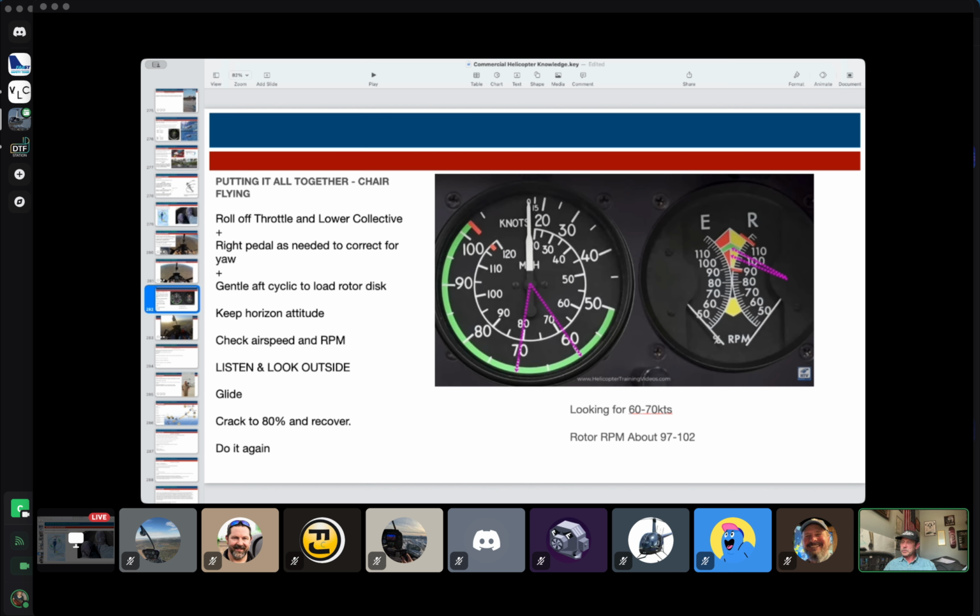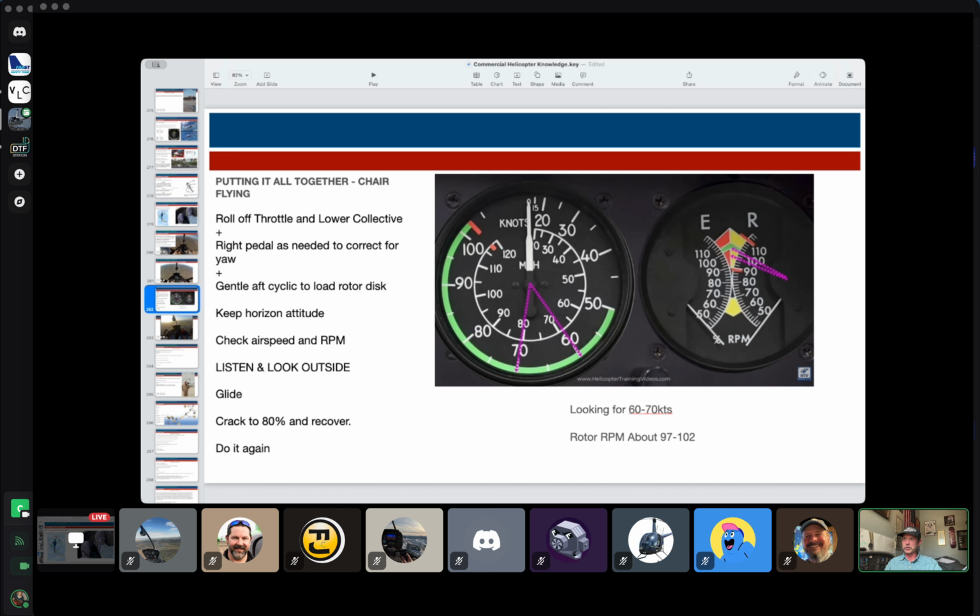All right, so let's put all this together and chair fly it. We're going to go out to the helicopter and work through the sequence together. Some of the things we're looking for when we're out there: this is an R22 gauge, which we aren't flying in Colorado, but that's okay.